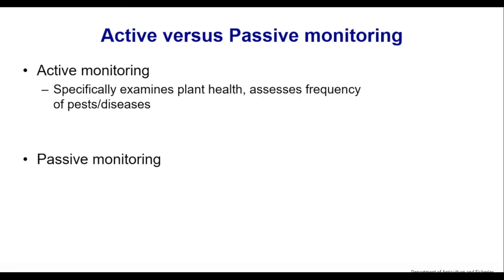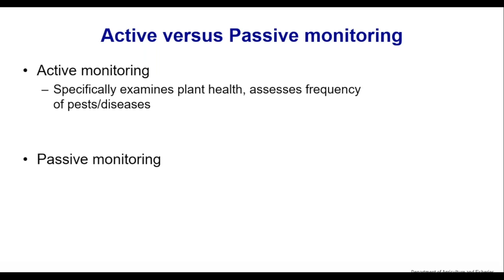Okay, so we're going to make a comment on active versus passive monitoring, because there are many people that we talk to that rely on passive monitoring. And I'm not saying, anyway, I'll keep going. Active monitoring is where you have specifically gone out and examined plant health. You assess the frequency of pests and diseases, assess crop health.